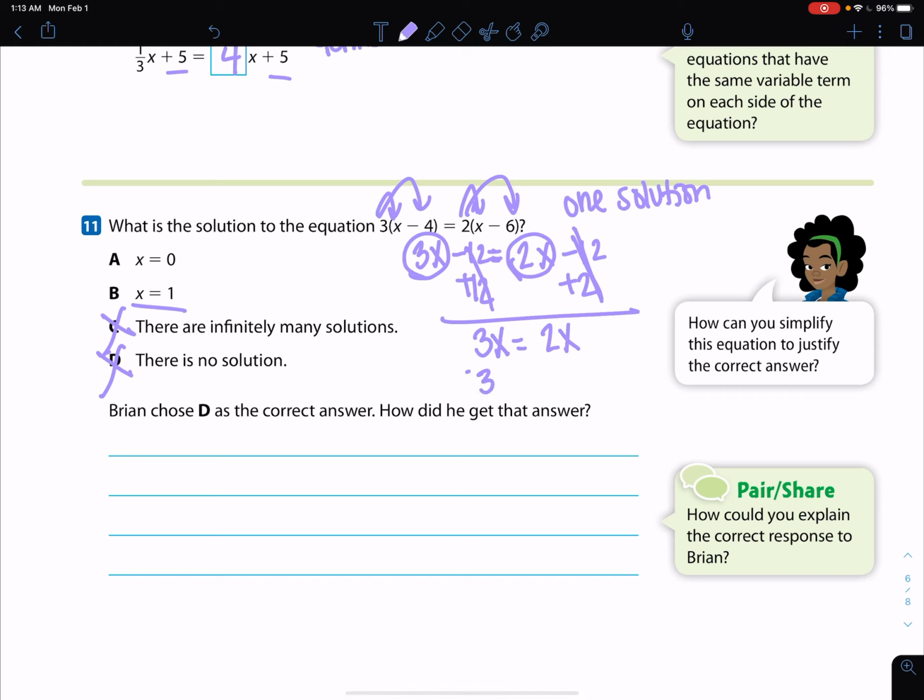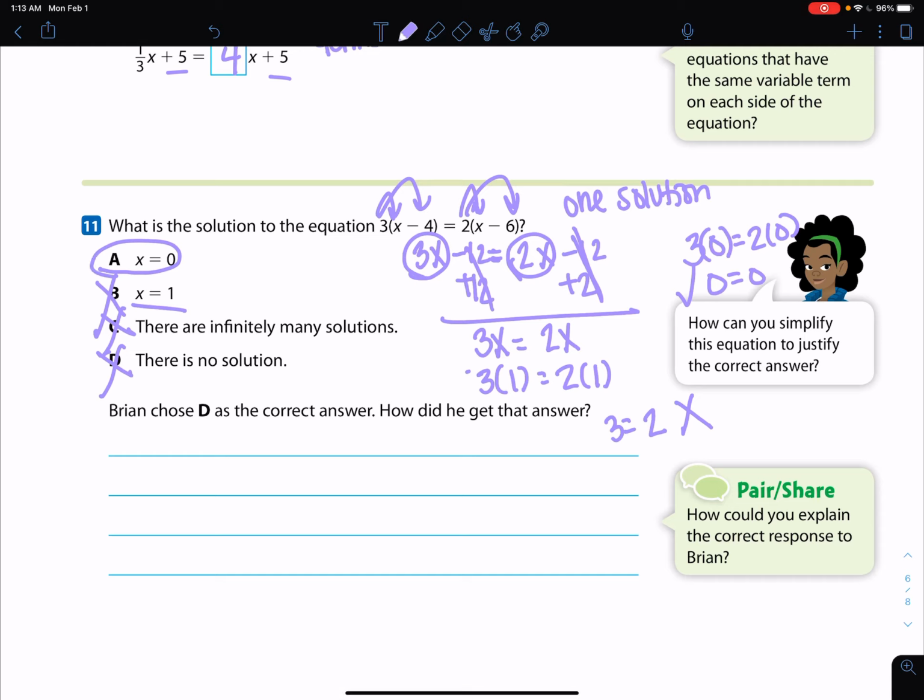If I plug in a 1 for x, meaning I'm substituting, 3 times 1 is 3, but 2 times 1 is 2. That won't give me a true statement. It's false, so this one's out. But I can try 0. 3 times 0 and 2 times 0. Anything times 0 is 0, a true statement. The only way that this equation works is if x equals 0.